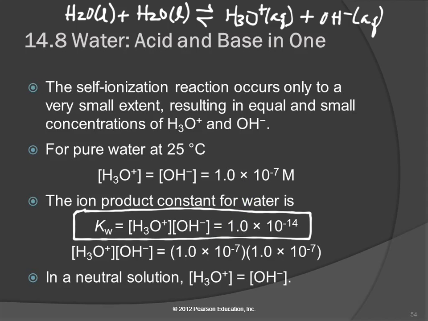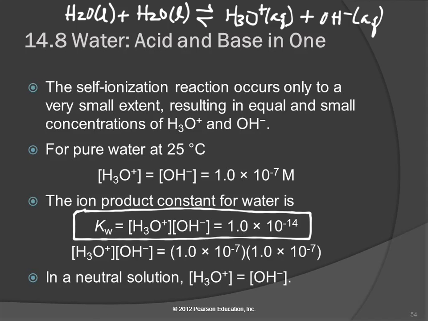So is that a large concentration? 0.0000001 moles per liter. Very, very small. Water is actually 55 moles per liter. So it's a really, really small amount of water that is doing that at any one time. But that's what happens to pure water. And so we call that a neutral solution.